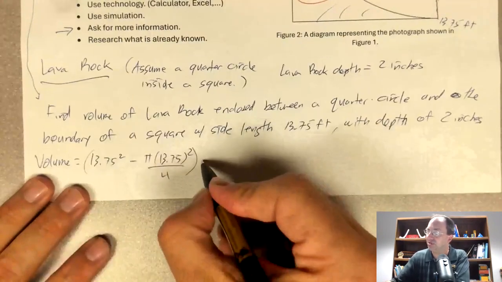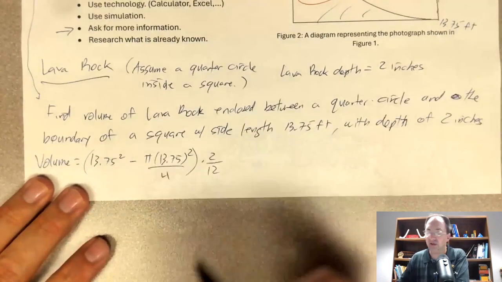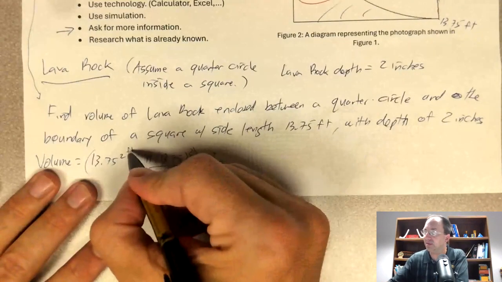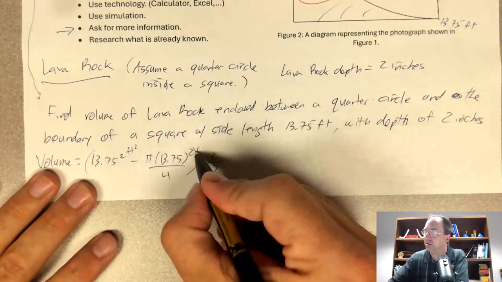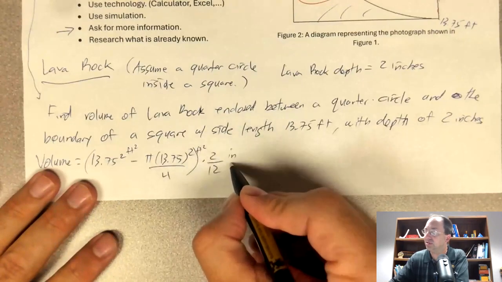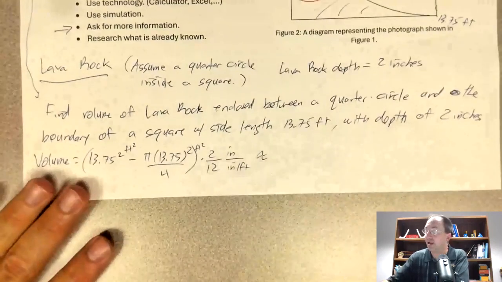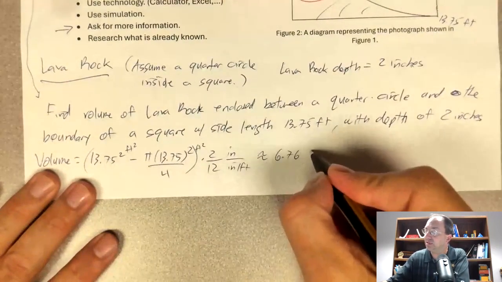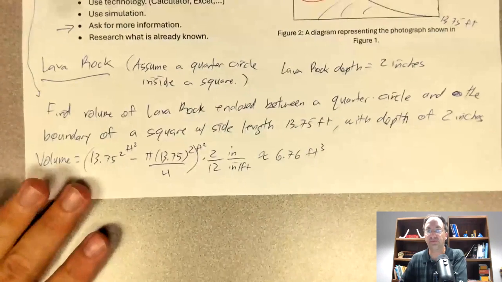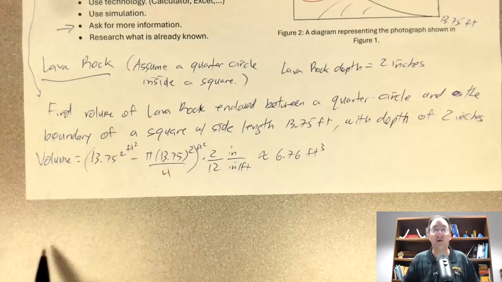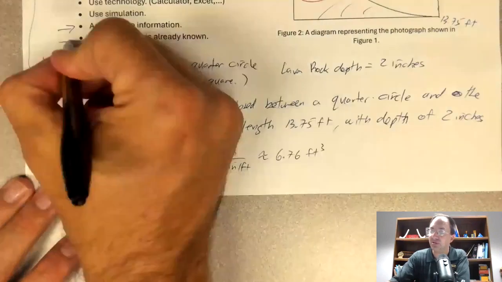And then because we know it's 2 inches, I can do 2 inches divided by 12 because I want everything to be in cubic feet, right? This is square feet, this is square feet, this is inches, and this is inches per feet. And so if you work that out, that's going to work out to about 6.76 cubic feet. We have one thing left to do, and that's to actually find the cost, because that was the original question.